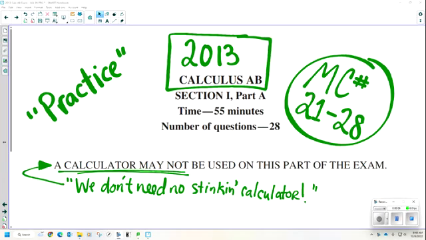Hey, hey, hey, we are going to continue the 2013 AP Calculus AB practice exam put out by College Board. All right. We are going to finish section 1, part A. That is the final multiple choice problems, 21 through 28. And we don't get a calculator. You know what? We don't need no stinking calculator because we're smart enough to do this on our own. Let's begin.